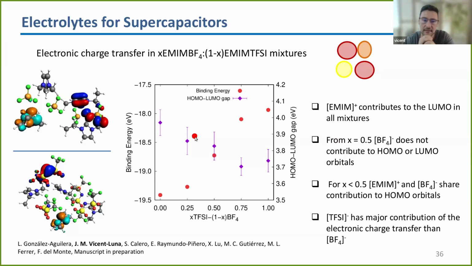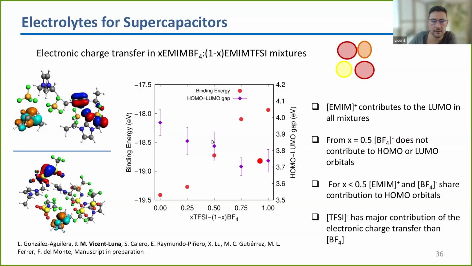Why is the HOMO-LUMO gap interesting? Because it can be related with the electrochemical window, the operational window in this kind of electrolytes. So after the study of these atomic orbitals, we can conclude that the cations contribute to the LUMO orbital in all the mixtures. From intermediate concentrations, the tetrafluoroborate does not contribute anymore to the electronic structure of these mixtures.